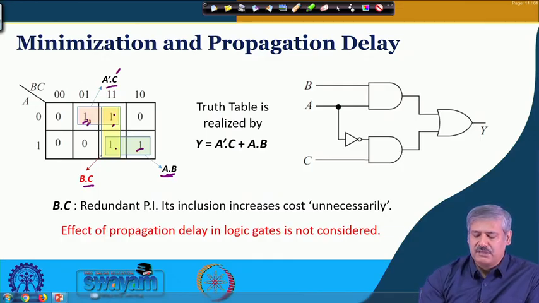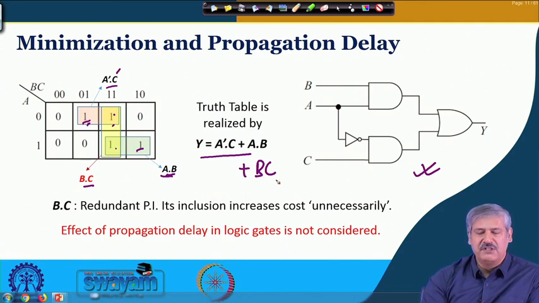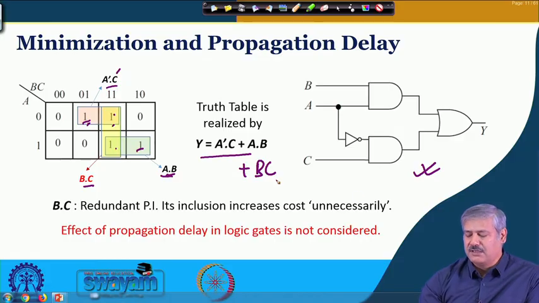So, the circuit for the minimized expression that we get for this truth table is A prime C plus A B, and this is how you realize the circuit. We could have had a B C also, with no difference in meaning, but that would have unnecessarily increased the hardware cost, because B C means another AND gate that will get connected.